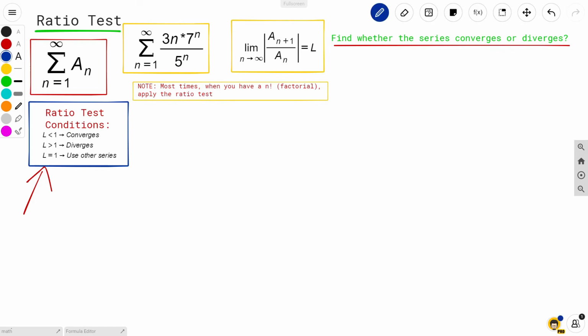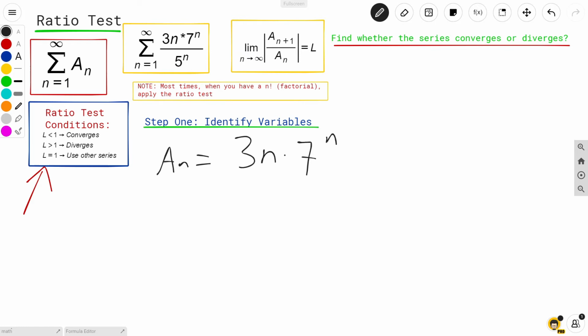So the first thing we're going to do, for step 1, is we're going to identify all the variables. So what are the variables for this? Well, in this case, the variables are a sub n and a sub n plus 1. So a sub n is just basically what we're given. So in this case, it's 3n times 7 raised to the nth power divided by 5 raised to the nth power.